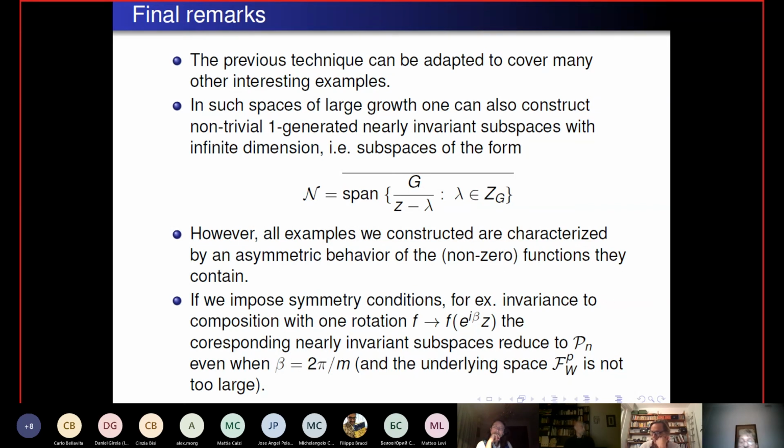What's even more surprising, this is happening also when beta, the angle of rotation here, is just a rational multiple of 2 pi. Well, if the underlying space is not too large, then you can prove that there is nothing there except the PNs. If beta is not a rational multiple of 2 pi, then you always get only the polynomials of degree n. If not, you have to impose a condition for this.